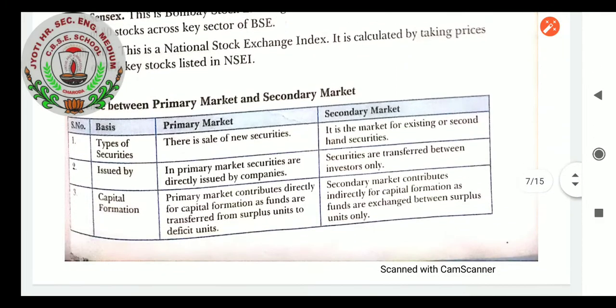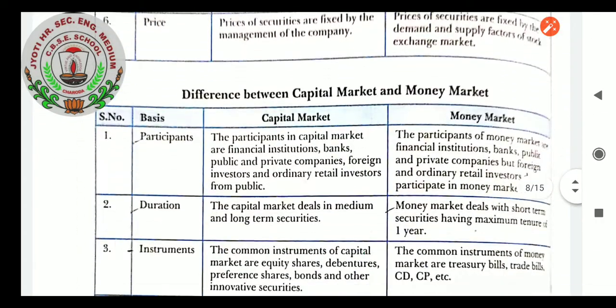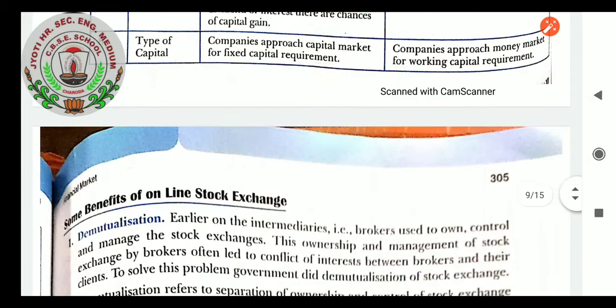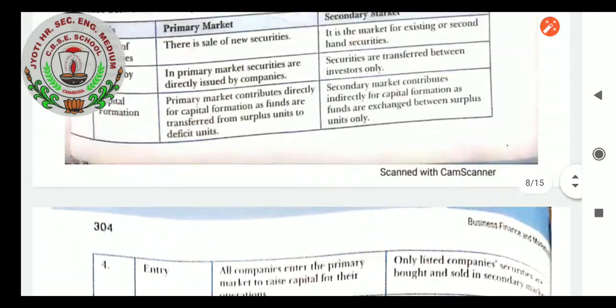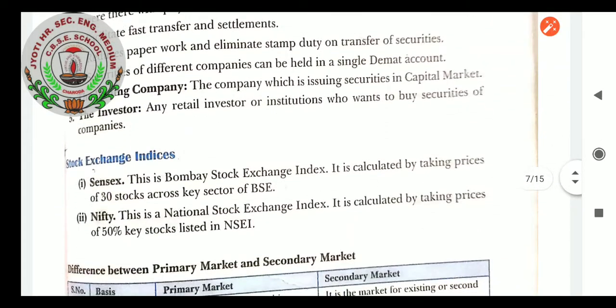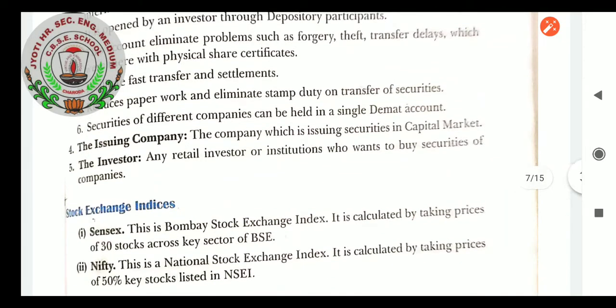Before that, stock indices we have learnt in yesterday's class. There are two types of stock indices, Sensex and Nifty. One is the Bombay Stock Exchange index, popularly known as Sensex. It is calculated by taking the price of 30 stocks across key sectors of the Bombay Stock Exchange.